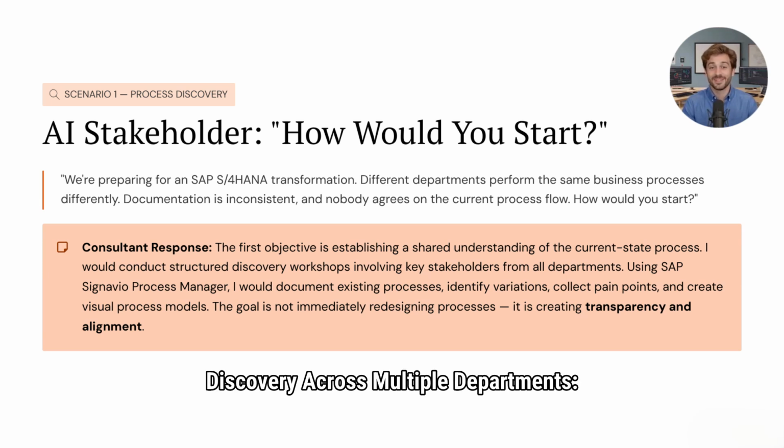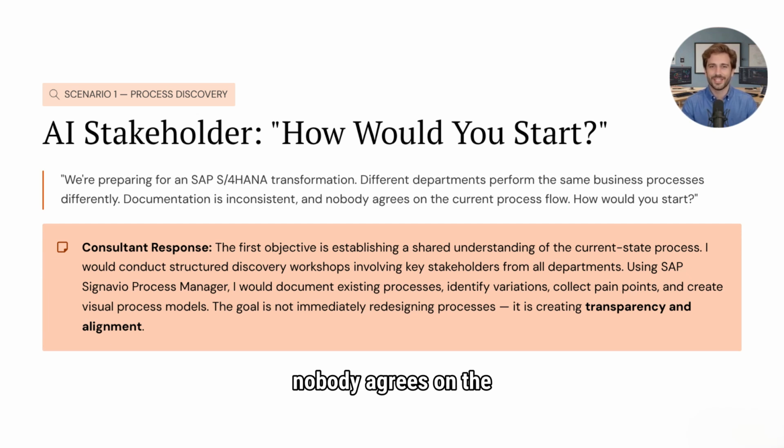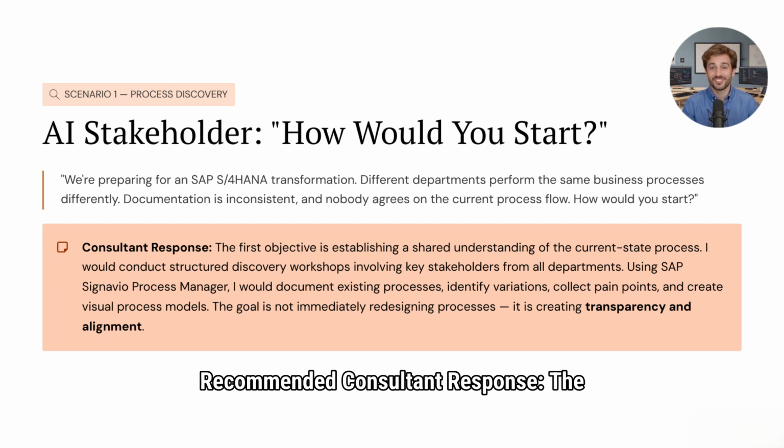AI stakeholder: Across multiple departments, we're preparing for an SAP S/4HANA transformation. Different departments perform the same business processes differently. Documentation is inconsistent and nobody agrees on the current process flow. How would you start? Recommended consultant response.